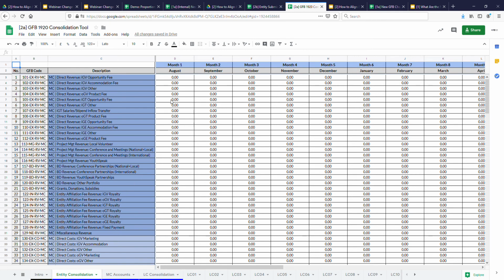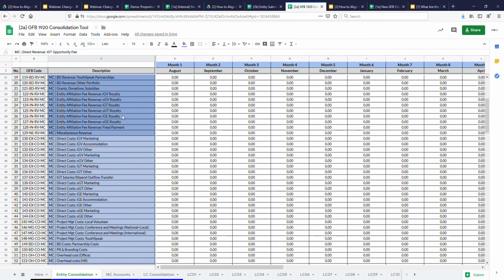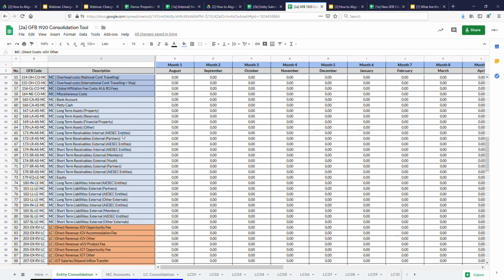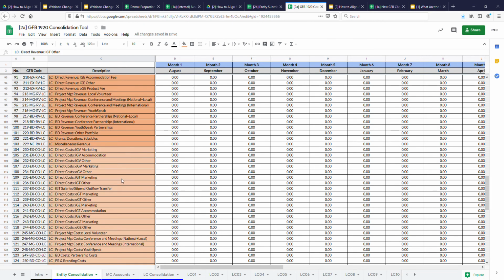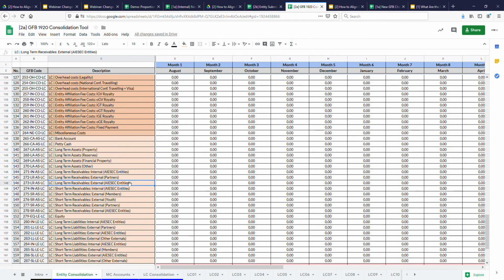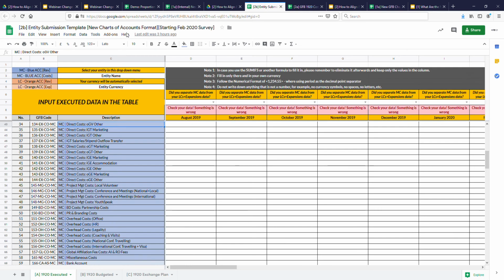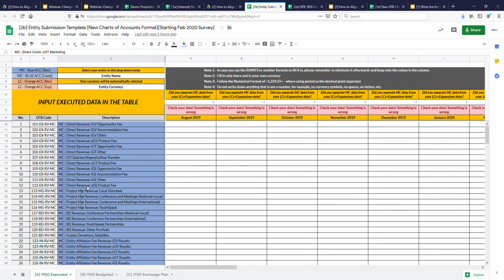Meanwhile, the entity consolidation is more of a combination of both MC and LCs, where the first columns are mainly MC revenue, MC cost, MC balance sheet, then LC revenue, LC cost, then LC balance sheet. And then there's this entity submission template spreadsheet. This is basically the same template as you have in the submission spreadsheets that are assigned to you, but it has the new chart of accounts, so at least you can use this as one of your copies so that you can try out how to do the submission.